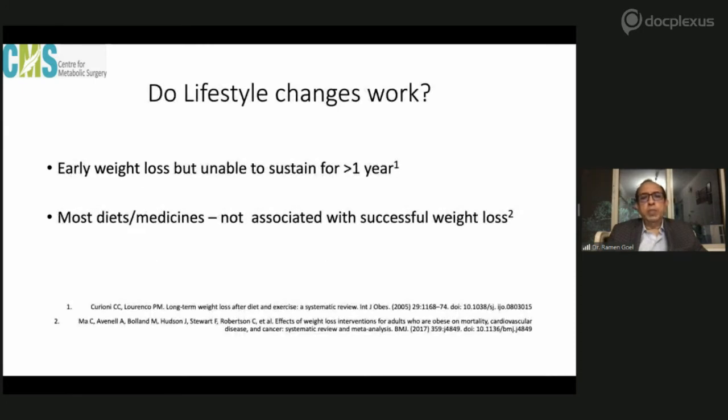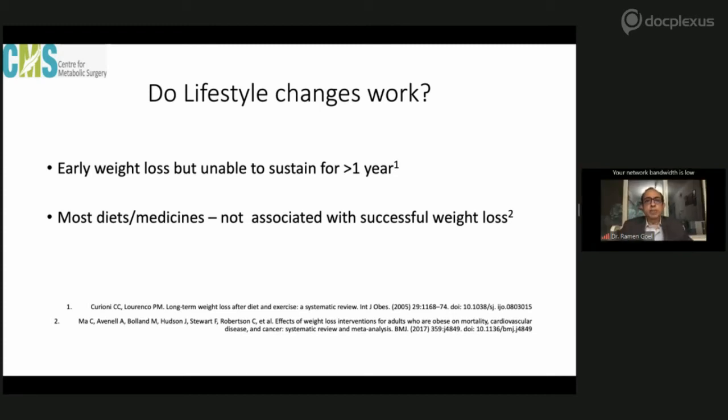But the problem is lifestyle changes are not sustainable. There are various studies which show that within 1 year, 92% of those who are overweight will regain their weight, and 98% of those who are morbidly obese will regain weight after lifestyle changes. So whether you put a person on diet or medicine, they are usually not associated with long-term weight loss.